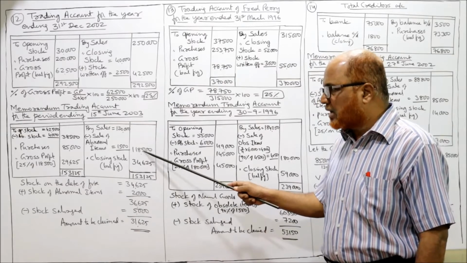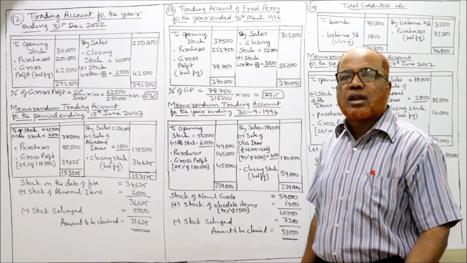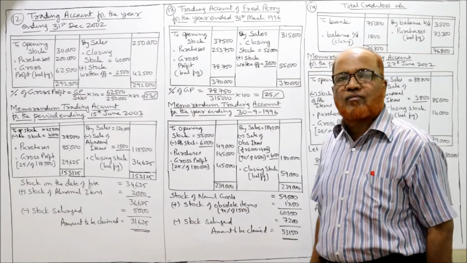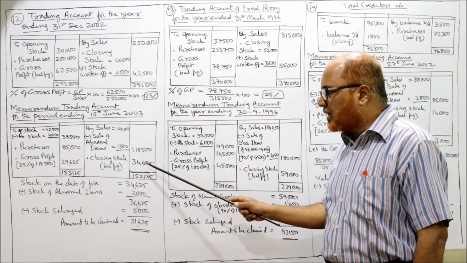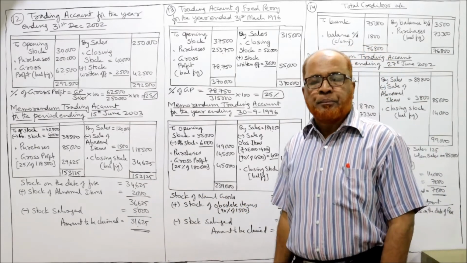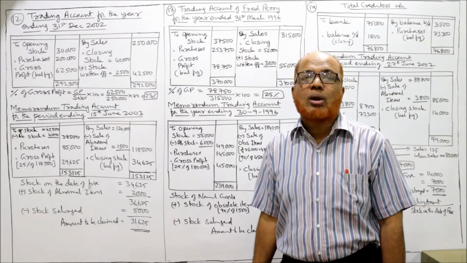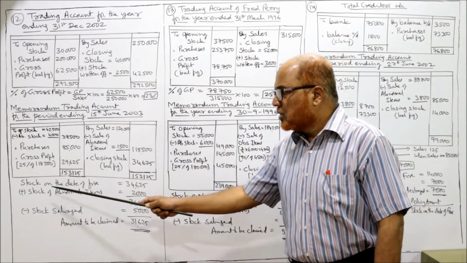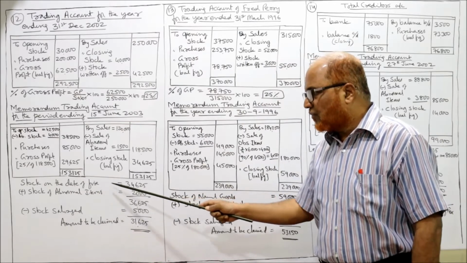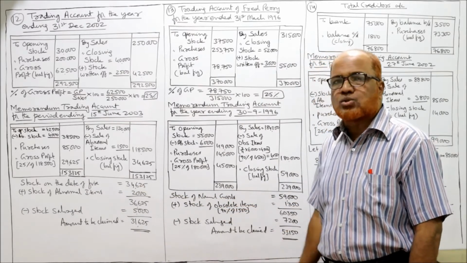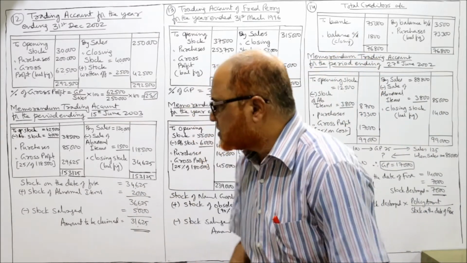From 1,53,125, subtract 1,18,500. The remaining balance is the stock on the date of fire. So stock on the date of fire 34,625. This 34,625 is the stock of normal items. Stock on the date of fire is 34,625. These are the normal items.